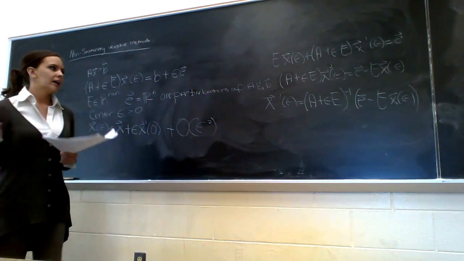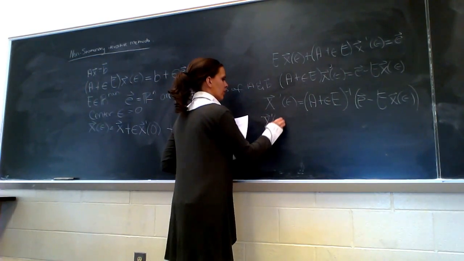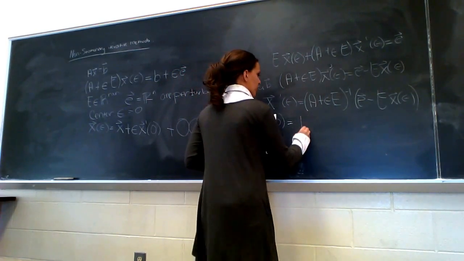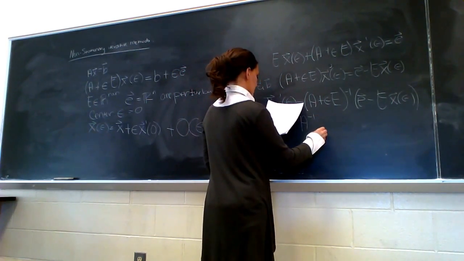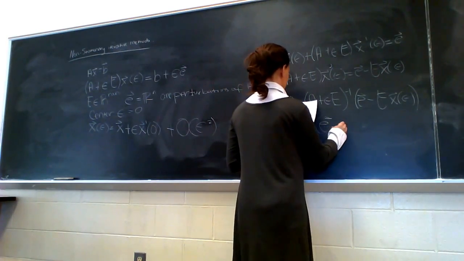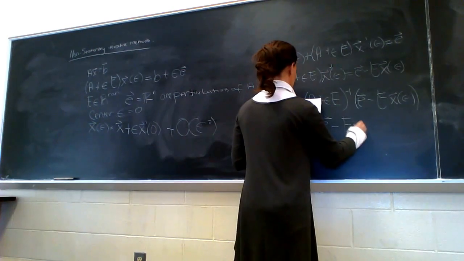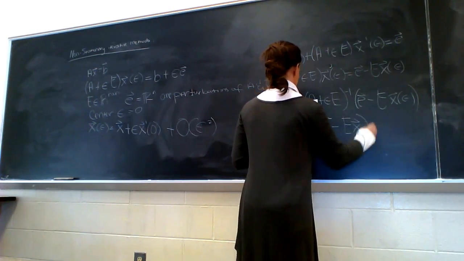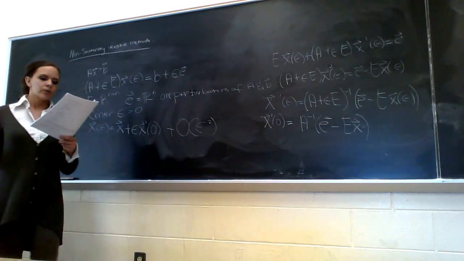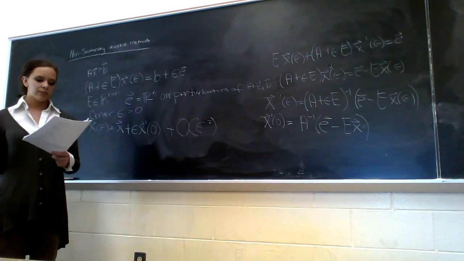Now that we've differentiated x with respect to epsilon, let's take a look at x prime of 0. So just plug in 0. What we get is A inverse times e minus E x. This is going to help us to look at the sensitivity of a matrix.